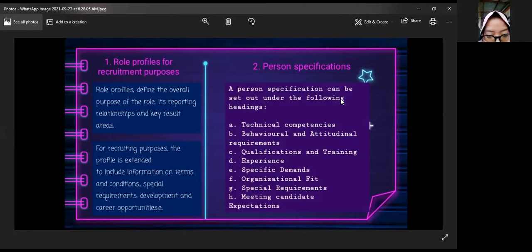And E is organizational fit. This is the corporate culture and the need for candidates to be able to work within it. And F is special requirements such as traveling, unsocial hours, and mobility. And G is meeting candidates' expectations. This is the extent to which the organization can meet candidates' expectations in terms of career opportunities, training, and security.